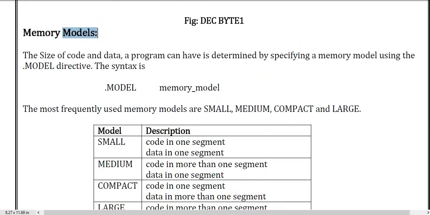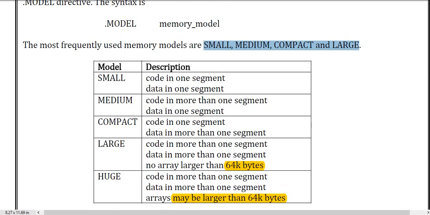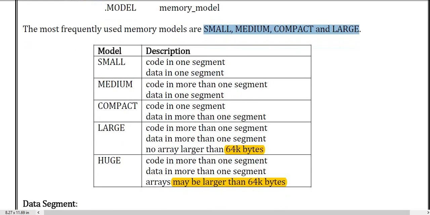This memory model of 8086 is very important from your exam question point of view. First of all, you need to know that we have some types of model. Those are divided into 5 sections: small, medium, compact, large and huge. The first one is the small model. Here we have one segment for code and one segment for data. That means code in one segment and data in one segment.